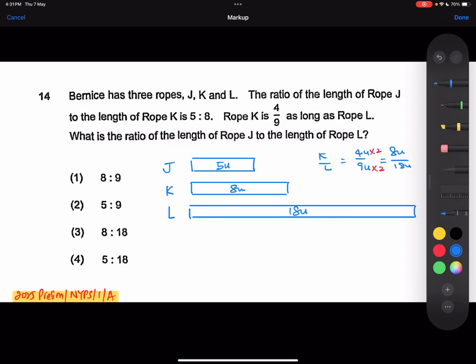What does the question want? The ratio of J to L. J to L is 5U to 18U. Okay, so our ratio is 5:18. Answer is option 4.